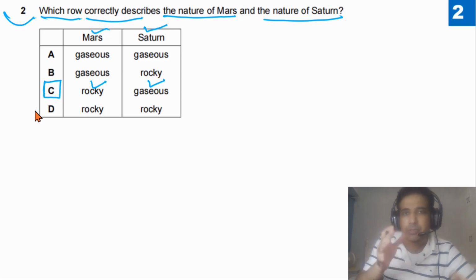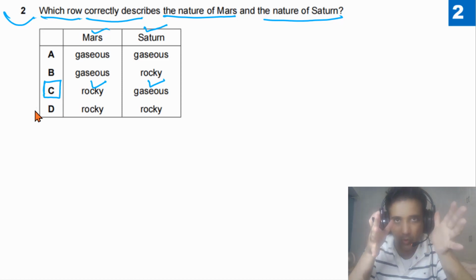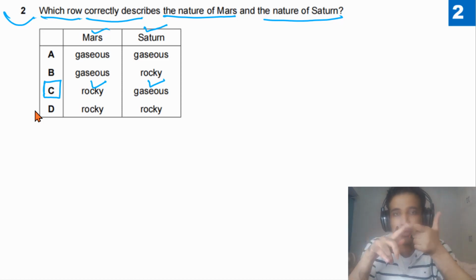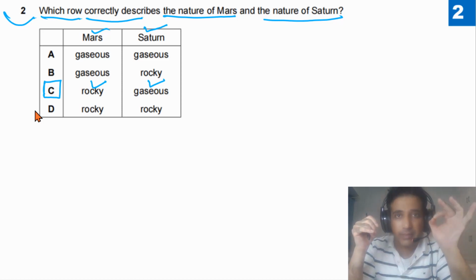You need to understand that the first 4 planets are rocky and the last 4 planets are gaseous. So Mercury, Venus, Earth and Mars, these 4 planets are rocky. Jupiter, Saturn, Uranus and Neptune, those 4 planets are gaseous.